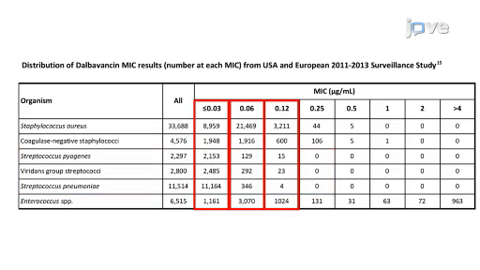Based on these surveillance data, it is evident that dalbavancin MIC results for staphylococci and streptococci greater than 0.12 micrograms per milliliter are rare. If higher numbers are seen, the test should be repeated and/or sent to a reference laboratory for validation.